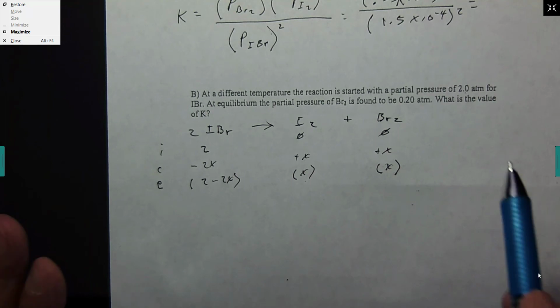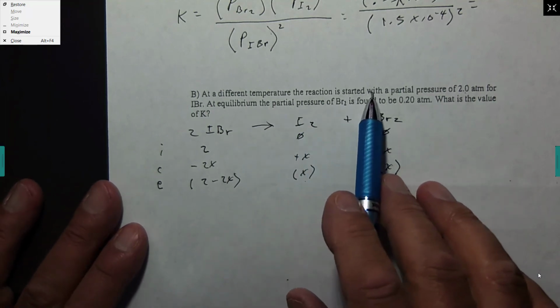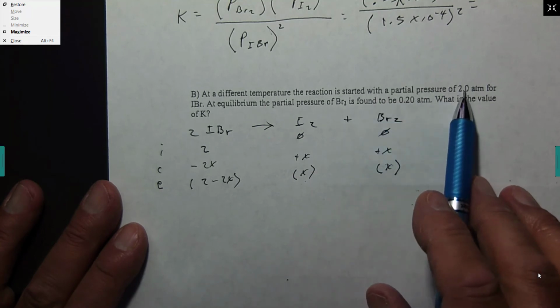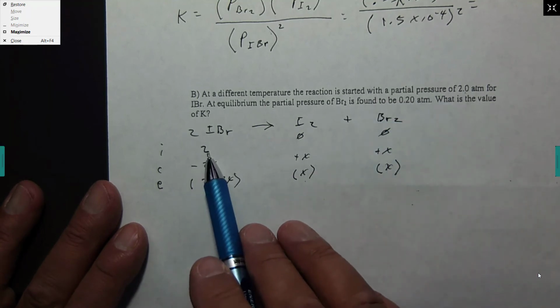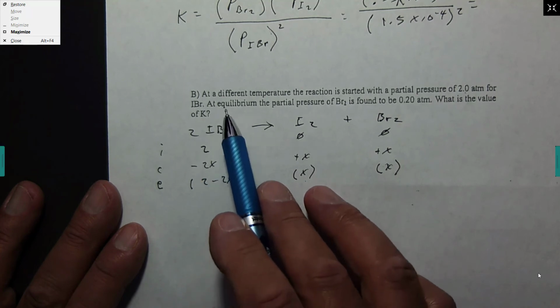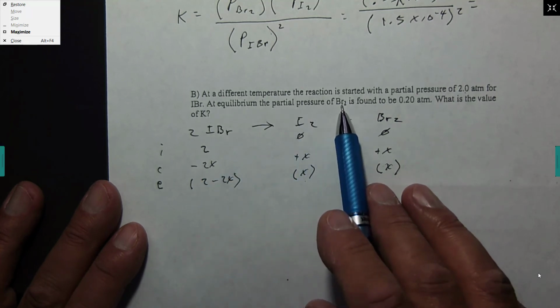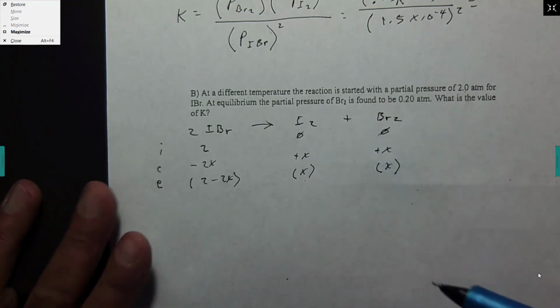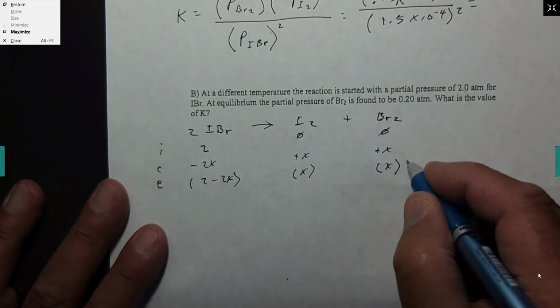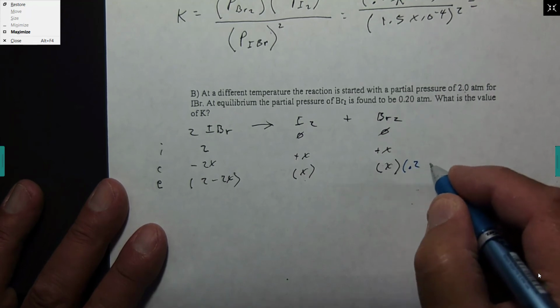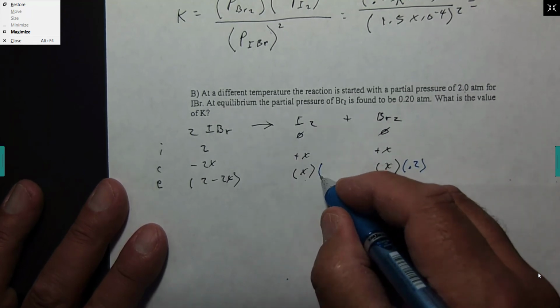Read the problem again. You start with an initial partial pressure of 2 atmospheres. At equilibrium, the partial pressure of Br2 is found to be 0.2. Hey, guess what? This guy is 0.2, which means this guy is 0.2.